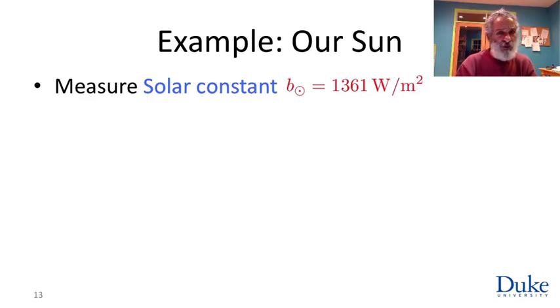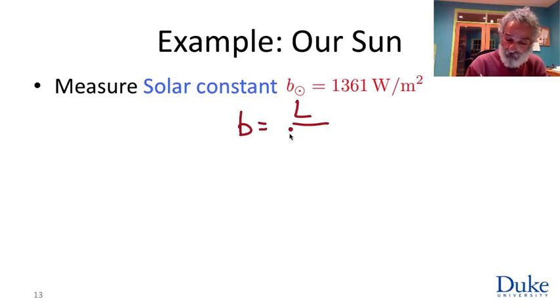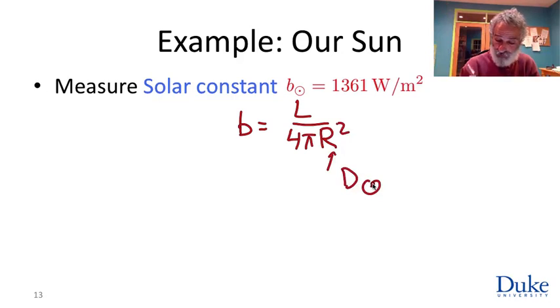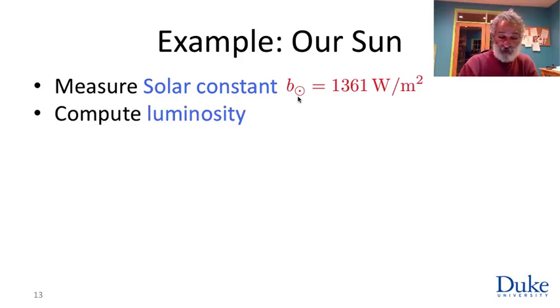Now, we know how far the sun is. The sun is 1 astronomical unit, or 150 million kilometers away. And so if we know how bright it looks and we know how far it is, we can compute its luminosity. Remember, we had that B, the brightness, is the luminosity divided by the area of the big ball, whose radius in this case is the distance to the sun, or 1 astronomical unit. And so we can solve this. We know the brightness, we measured it. We know the distance. We can write an expression for the luminosity, and it's 4 pi times the distance to the sun squared times the brightness of the sun.